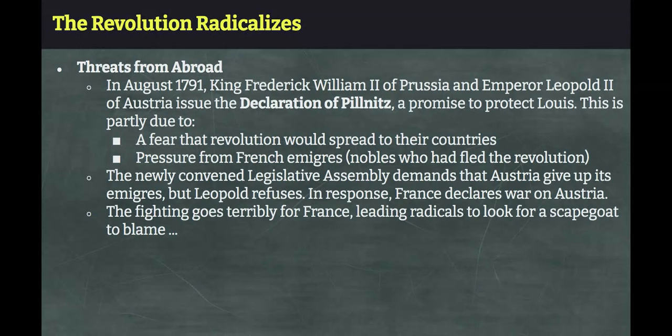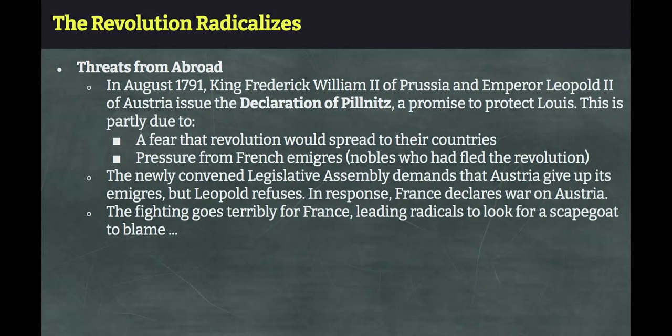Now, why do they do this? Well, first of all, they're afraid the revolution is going to spread to their countries. They're like, hey, this is our neighbor. There's stuff going on here. We don't want that to come over here. We don't want a revolution over here. Moreover, there's also a lot of French nobles at this point who have fled France, also seeing the writing on the wall, and they put a lot of pressure on the governments of Prussia and Austria, saying, hey, this is bad news. You guys got to stop these people.